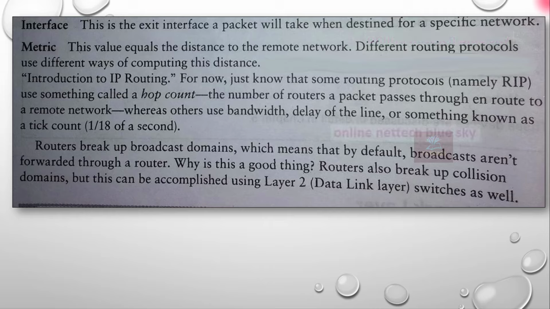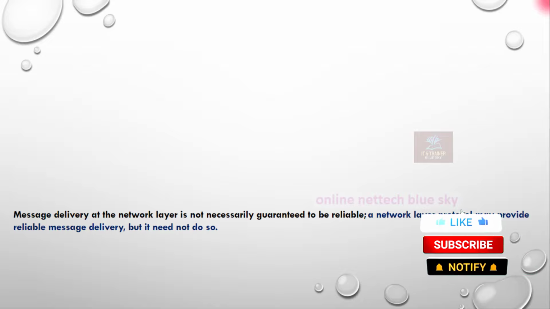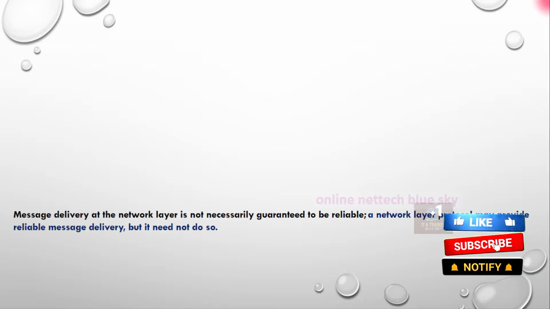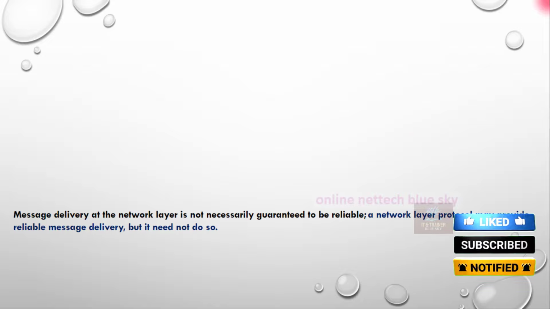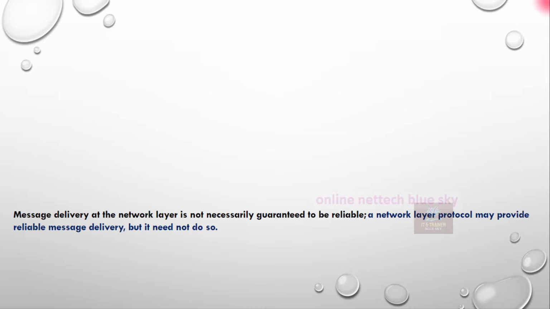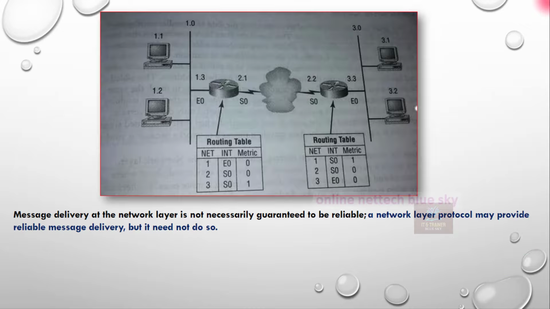A router breaks up the broadcast domain, which means the default broadcasts are not forwarded through the router. Why is this a good thing? A router also breaks up the collision domain, but this can also be accomplished at layer 2 by a switch. Message delivery at the network layer is not necessarily guaranteed to be reliable.